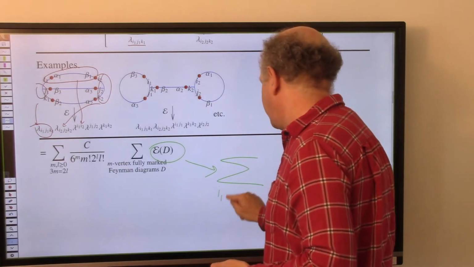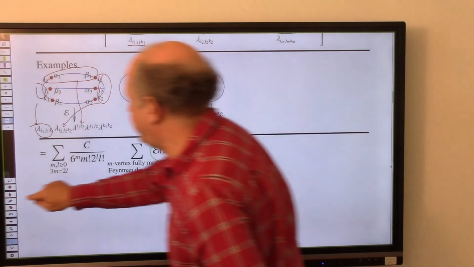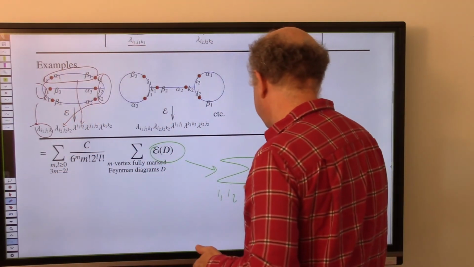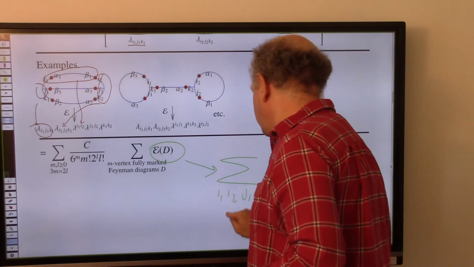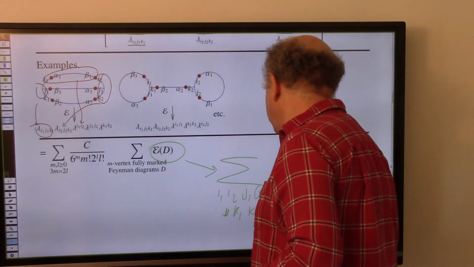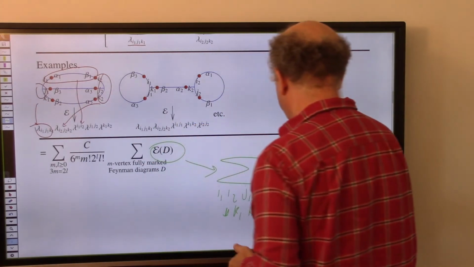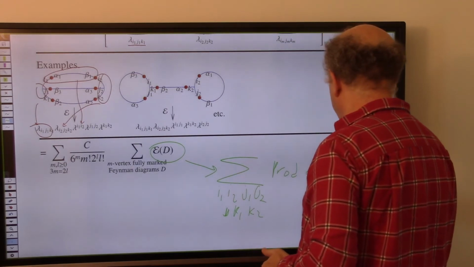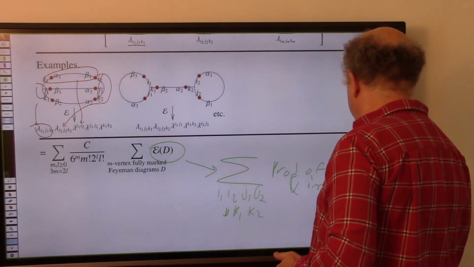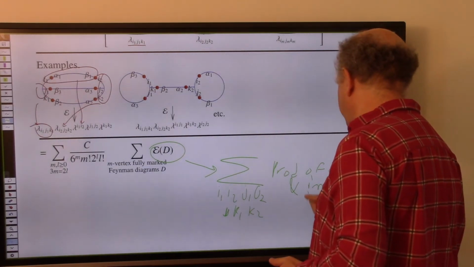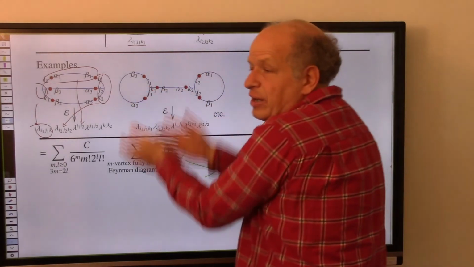So I1, I2, I3... I mean, in the examples we have, I1, I2, J1, J2, K1, K2, of some product of cubics and inverse quadratics, and that's an evaluation of what we started from.